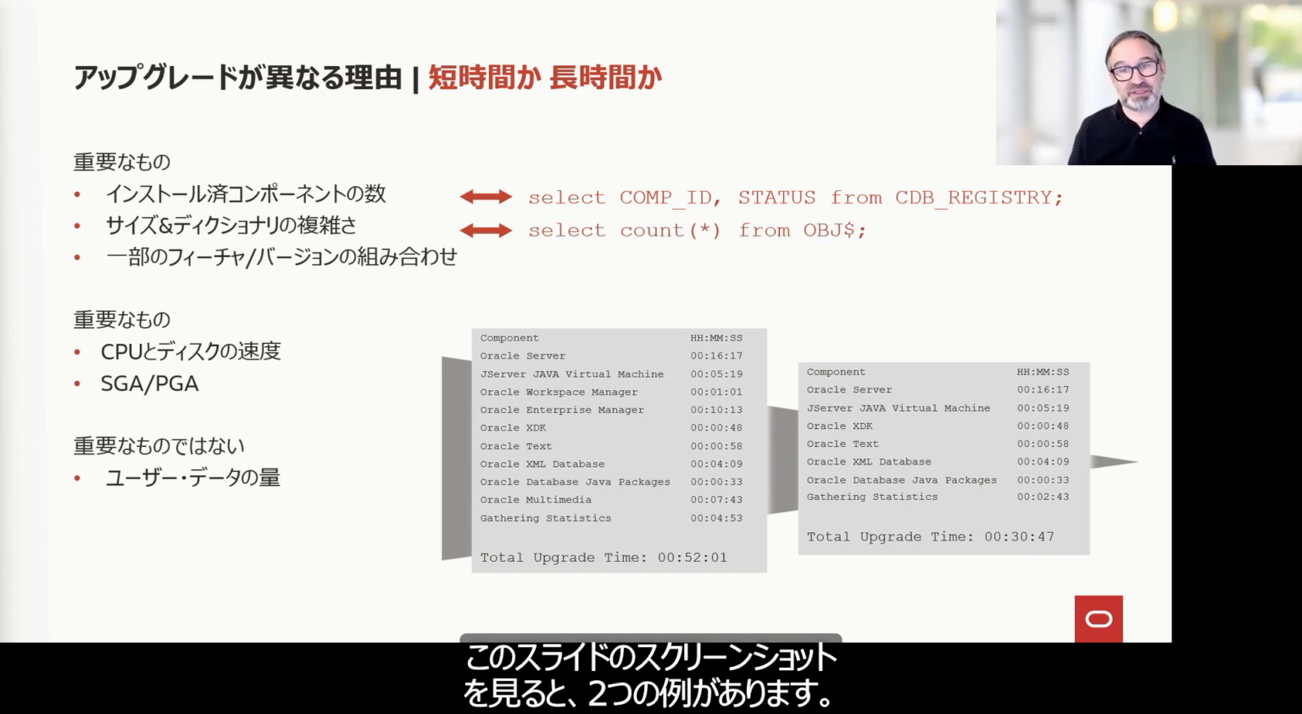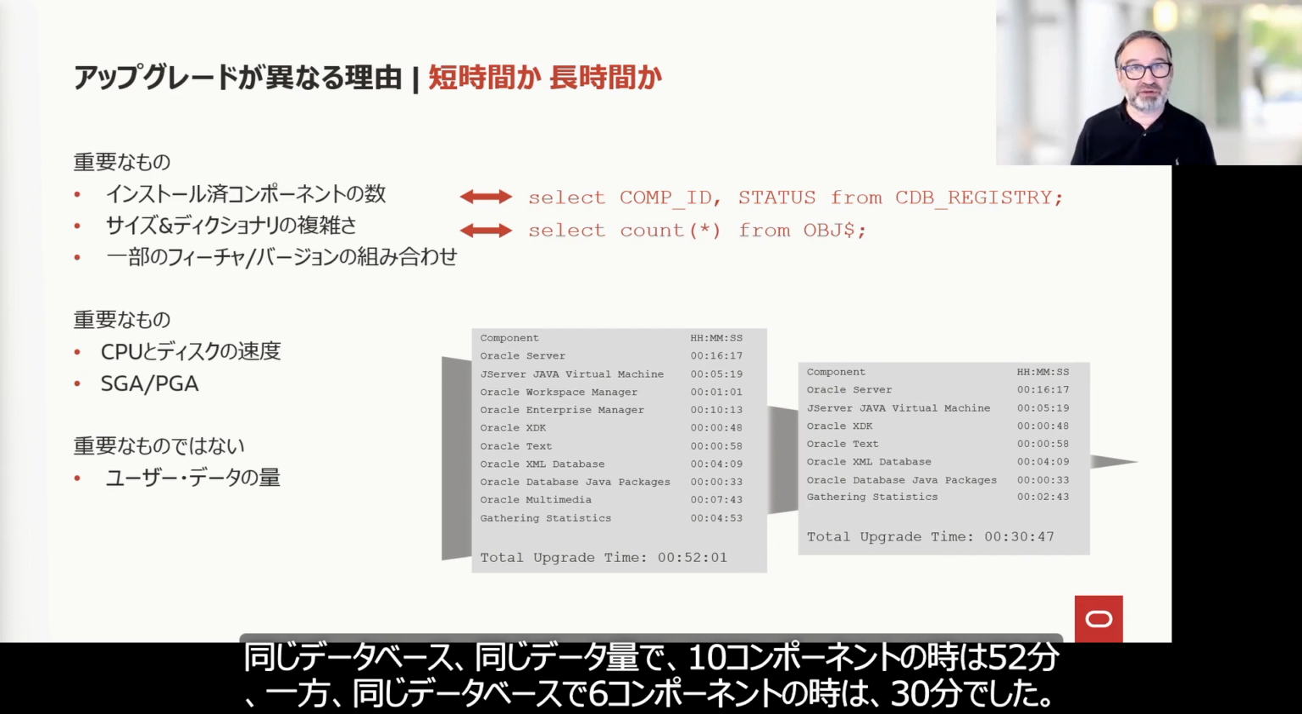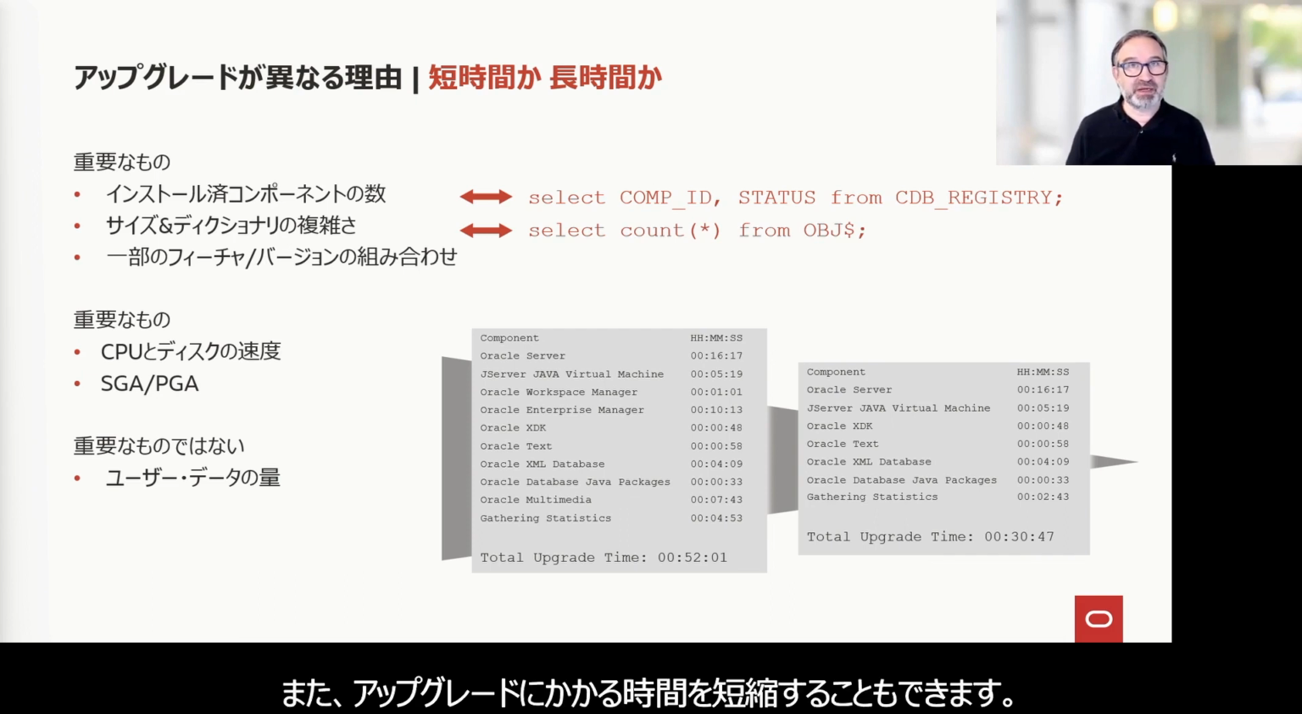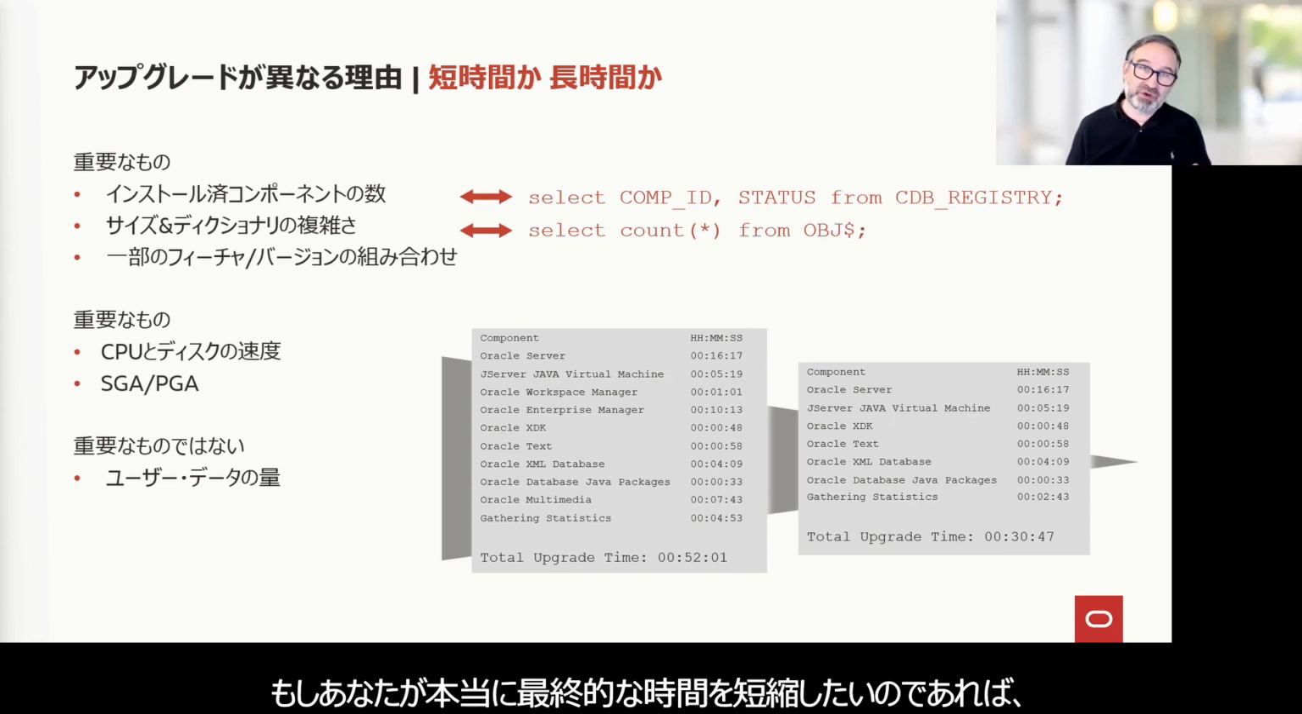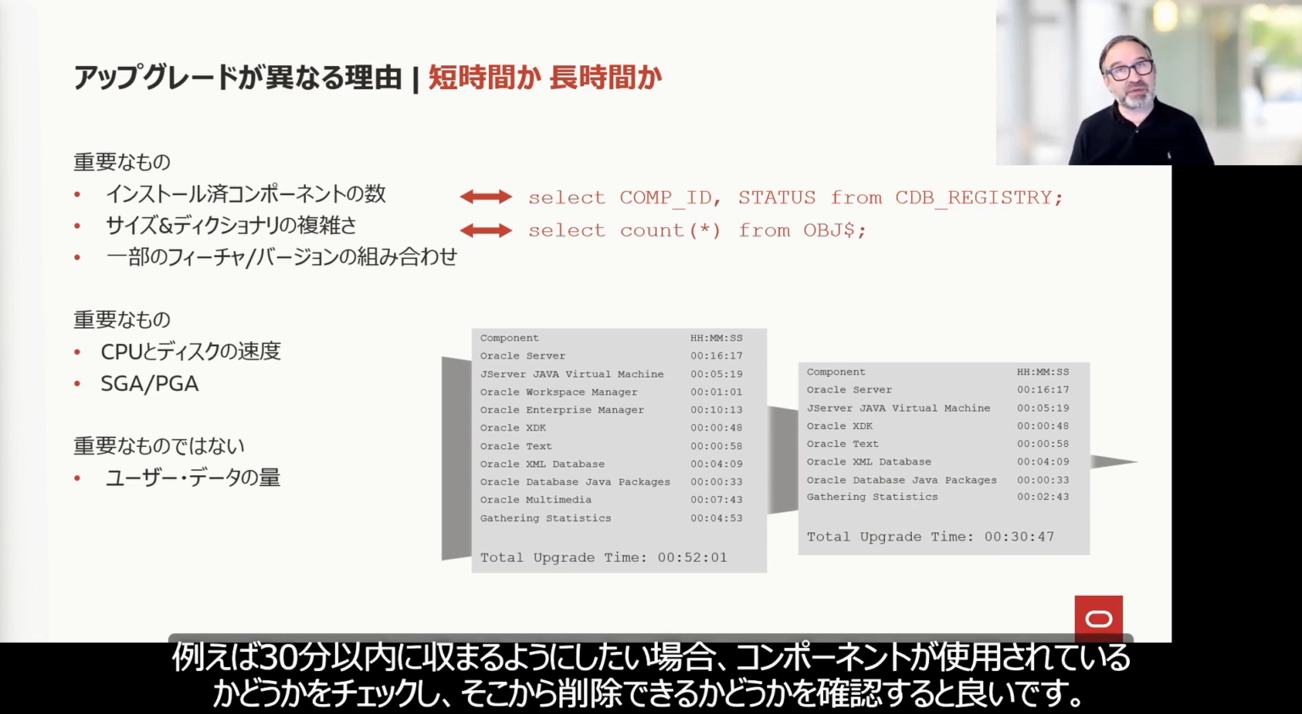So when you look at the screenshot here on the slide, you see two examples, same database, same amount of data: 10 components, 52 minutes; 6 components, same database, 30 minutes. It's also a way to reduce the time to upgrade. If you're really going for the final minute, if you're hunting minutes, say, oh, we need to be under 30 minutes, just check whether components are used and maybe can be removed from the database.